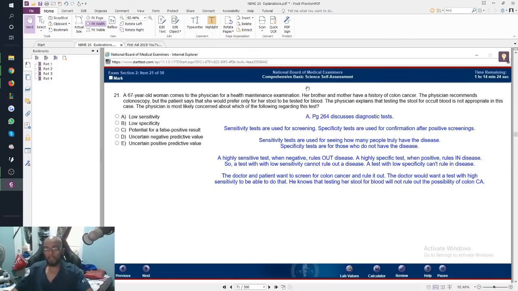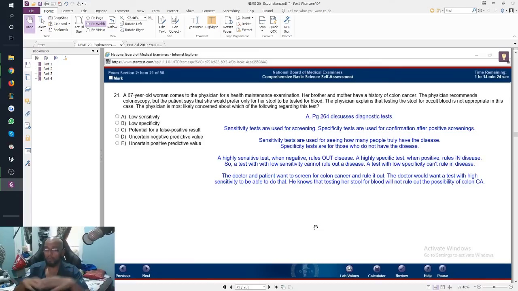But you have to remember that they're doing a screening test. That's the giveaway. They're screening something right now. She just came in for a health maintenance exam. The physician wants to make sure she doesn't have colon cancer. Right? He has no reason to really think that she does have colon cancer. He's not trying to rule in disease. He's trying to rule out disease. That's what we do as physicians.